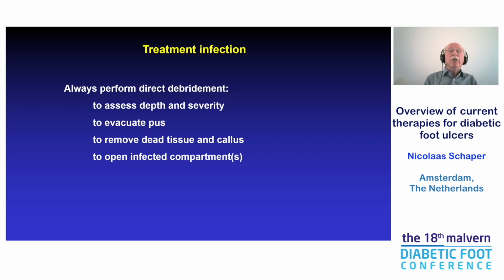At the same procedure, you already start to evacuate pus if there is a large abscess. Of course, that's not the final solution, but at least you can remove the pressure, you can open the infected compartment, and you can start removing that tissue and callus. In particular, if you have a superficial ulcer, that will be sufficient in many patients. So the treatment of infections actually starts with surgery, which maybe is a bit strange from an internist.